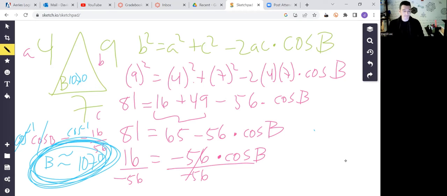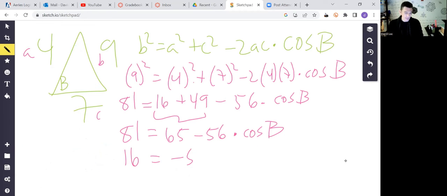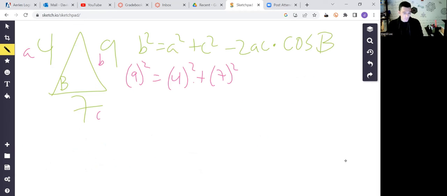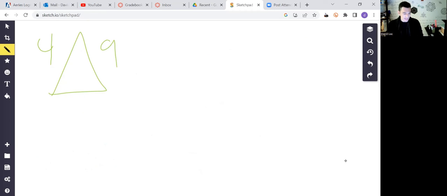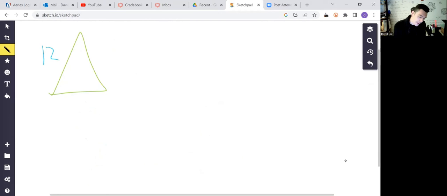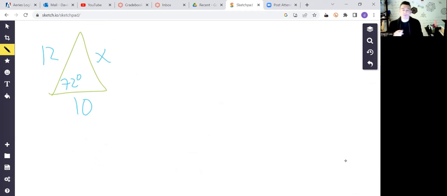Okay. All right, now how about we finish this video with one more example? Let's say that you have a triangle that looks like this. Let's say that this is 12. Let's say that this is 10. And let's say that this is 72 degrees. And your goal is to solve, let's say, for x.